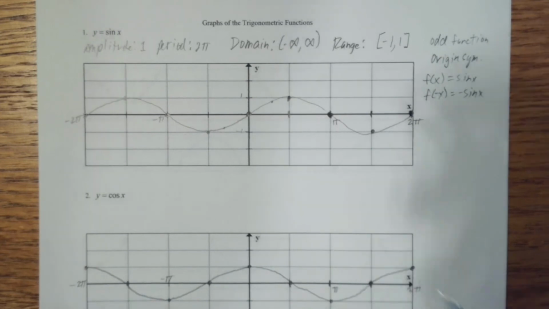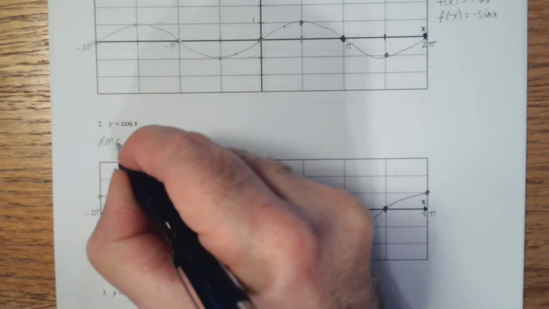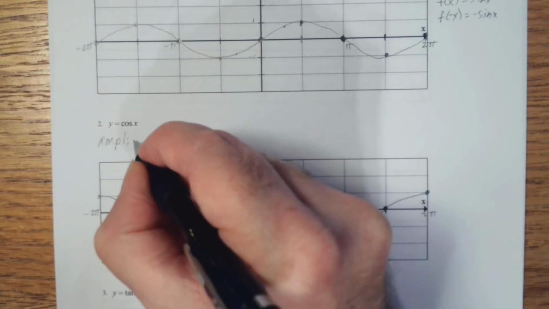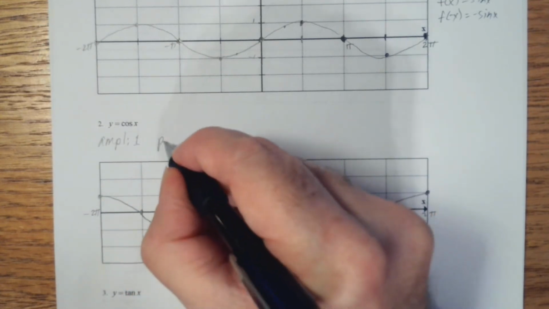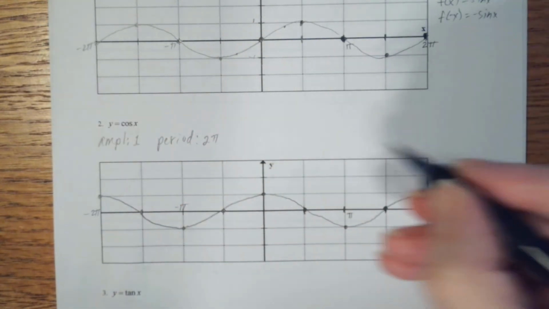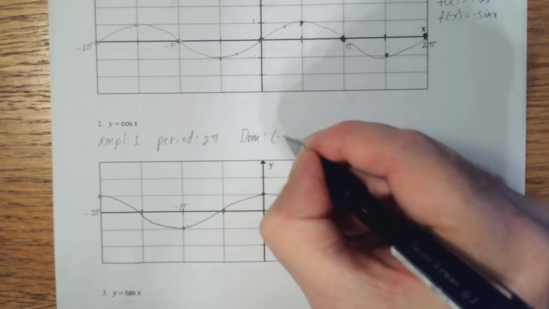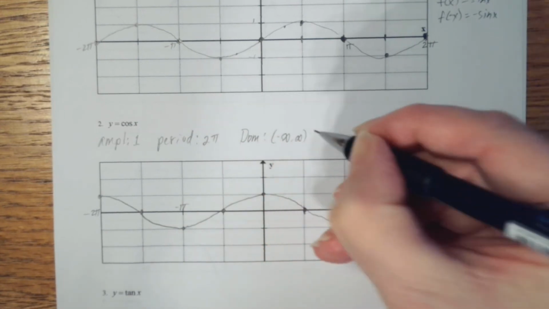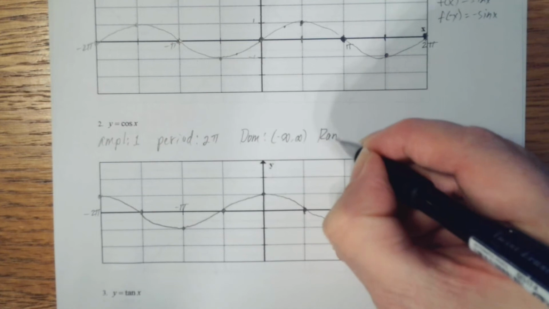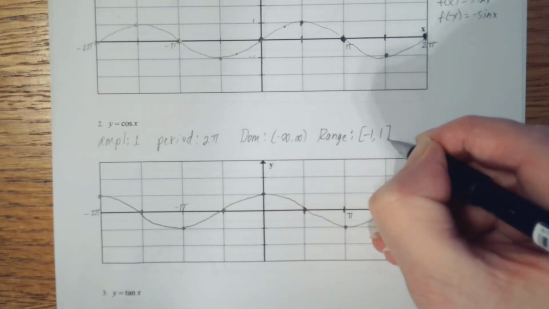All right, let's move on to cosine. So again, our amplitude is going to be 1. The period will be 2 pi. The domain and range are going to be the same. Negative infinity to infinity. And then the range goes from -1 to 1.